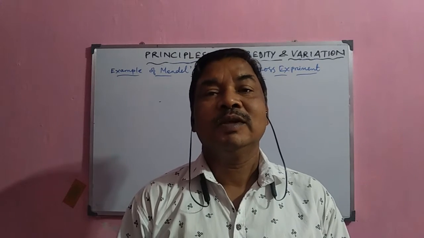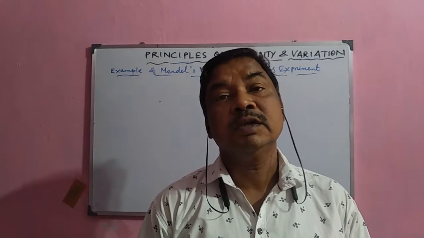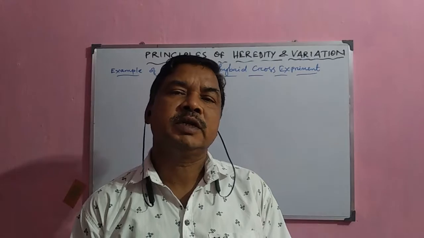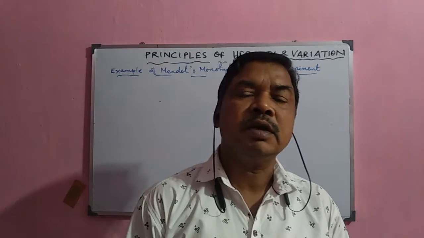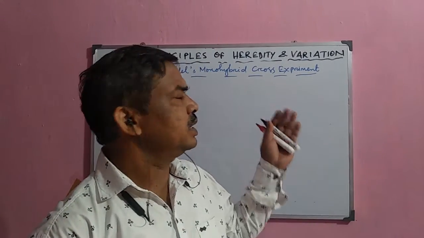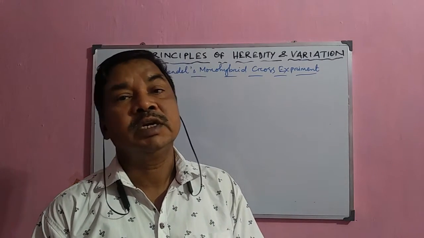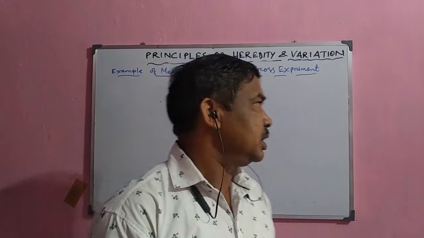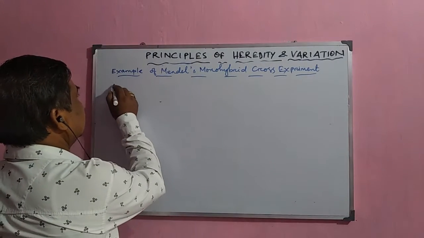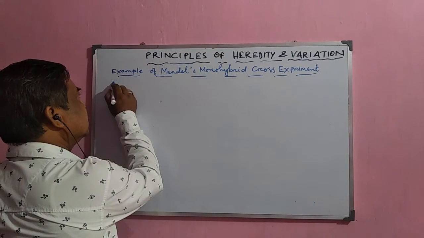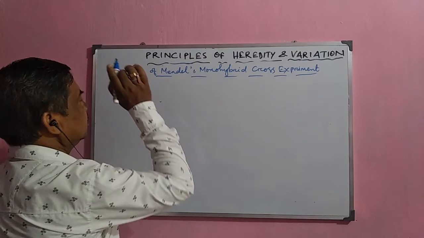Good morning, students. In this video, I shall discuss Mendel's monohybrid cross experiment. Actually, Mendel experimented on 7 pairs of contrasting characters in pea plants. But we shall now study here only one example, that is the tallness and dwarfness character. So this is the example we are taking.